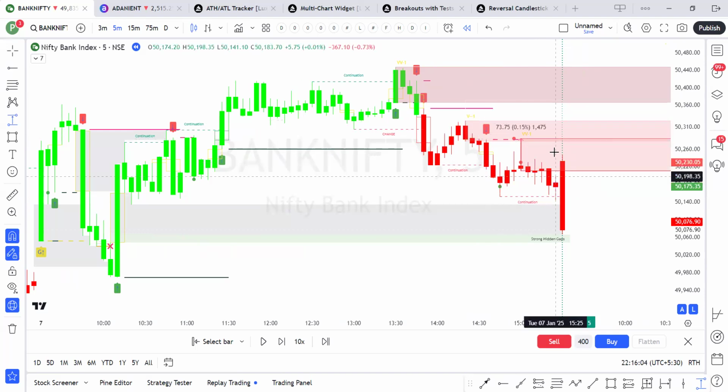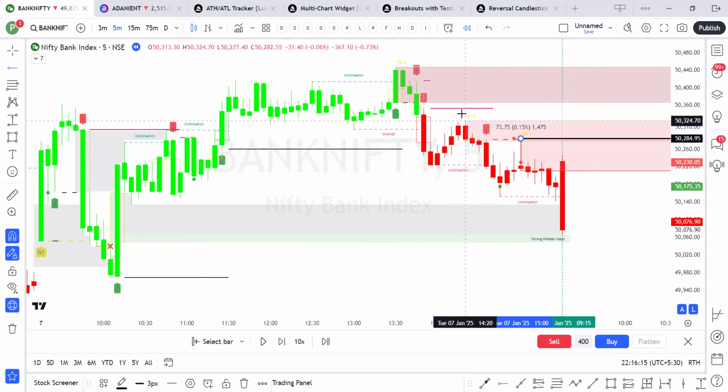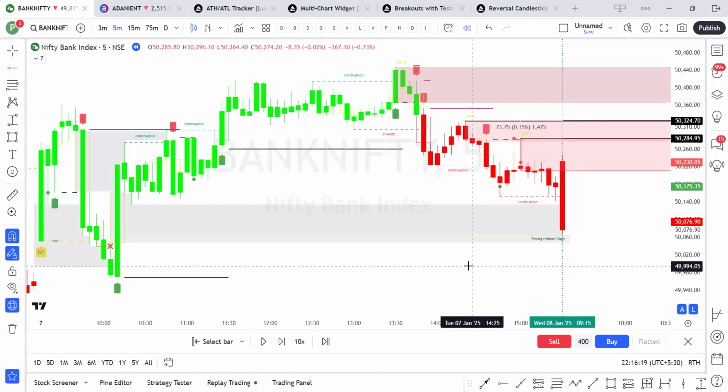So this is a 75-point stop loss, and if price touches here, what I will do is sell short, and my stop loss will be above this. Either it will be above this on a closing basis, or I can use this on a crossing basis. Both of these will be my stop losses.